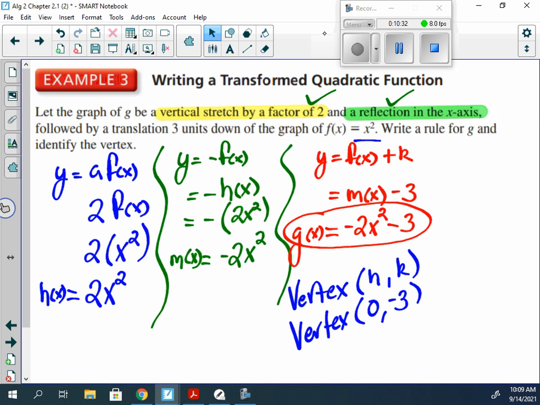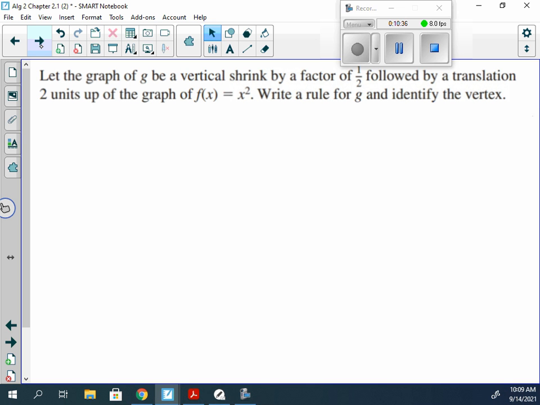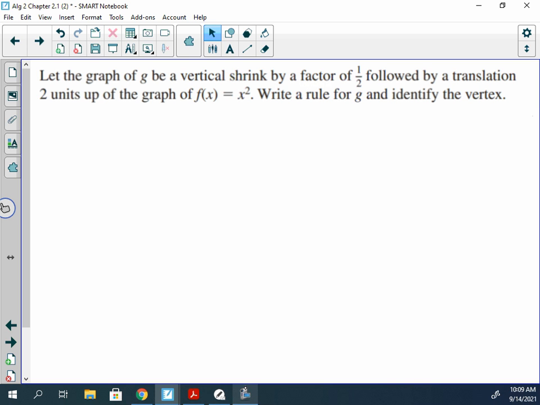Questions on this here? There we go. Let G be a vertical shrink by a factor of 1/2, followed by a translation 2 units up of the graph of f of x equals x squared. Write a rule for G and identify the vertex. So again, when we write the rule, we're really just writing what the function is after the transformations.